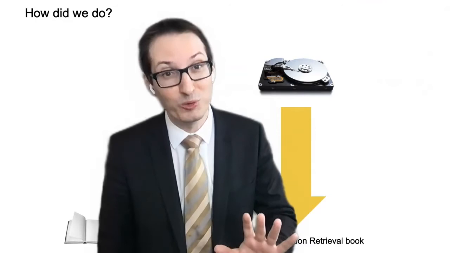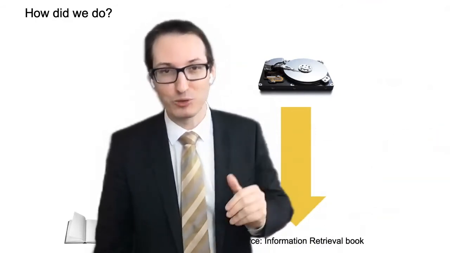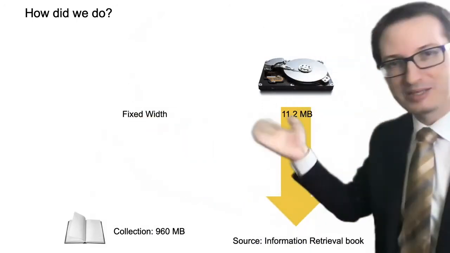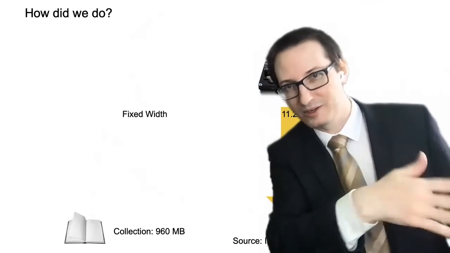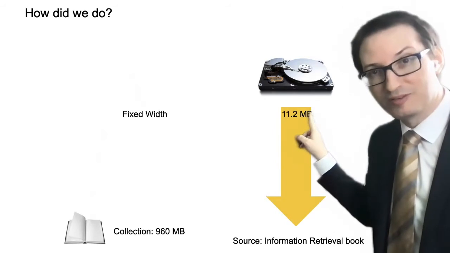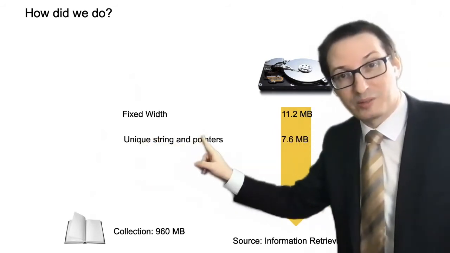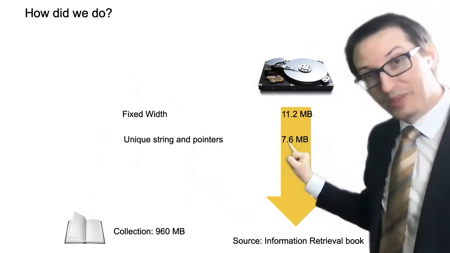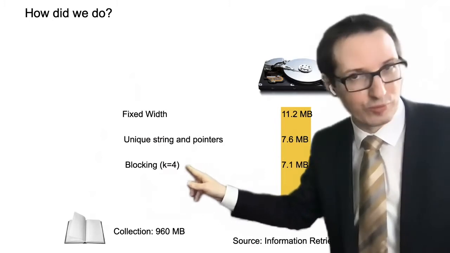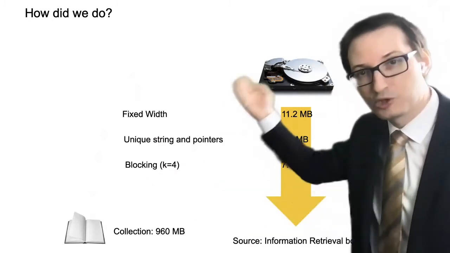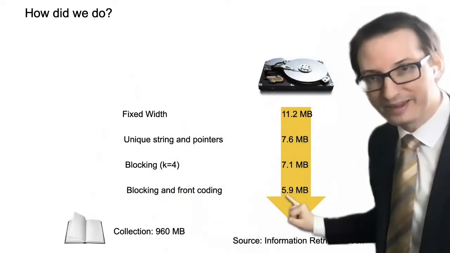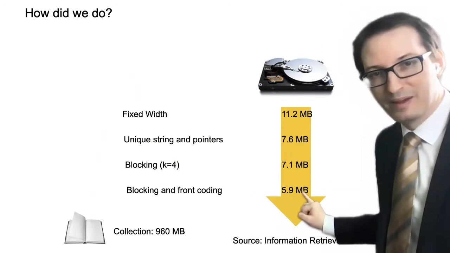How did we do? If we now experiment, this is something that you will also find in the book. So fixed-width dictionary, that's the super storage-wasting technique with 20 bytes per word, is roughly 11.2 megabytes. Unique strings and pointers, with the pointers for every term, down to 7 megabytes. That's better, right? Blocking, if I take k equals 4, for example, then I'm down to 7.1. It's cumulative, right? I keep adding optimization. And then on top of that, I add front coding, and now I'm down to 5.9 megabytes.